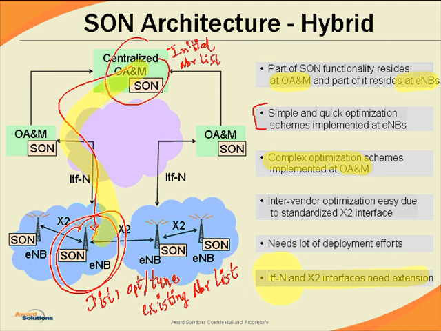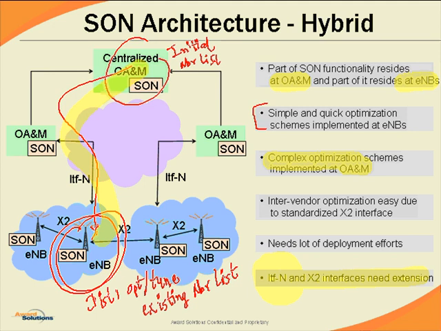We got one question. X2 is set up between E-node Bs served by the same MME group. And with SON, do we need X2 even between E-node Bs served by different MME groups? Very good question. Now, in general, when you want to do the optimization of something using E-node B interaction, then yes, X2 is required.